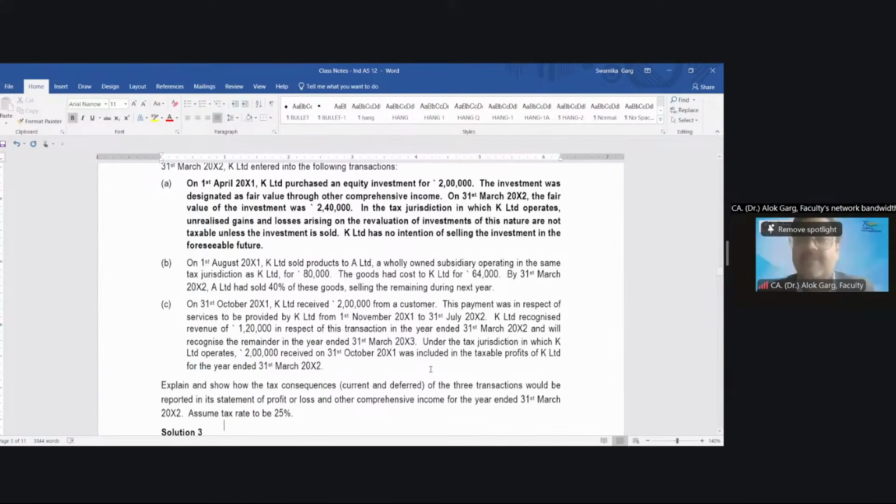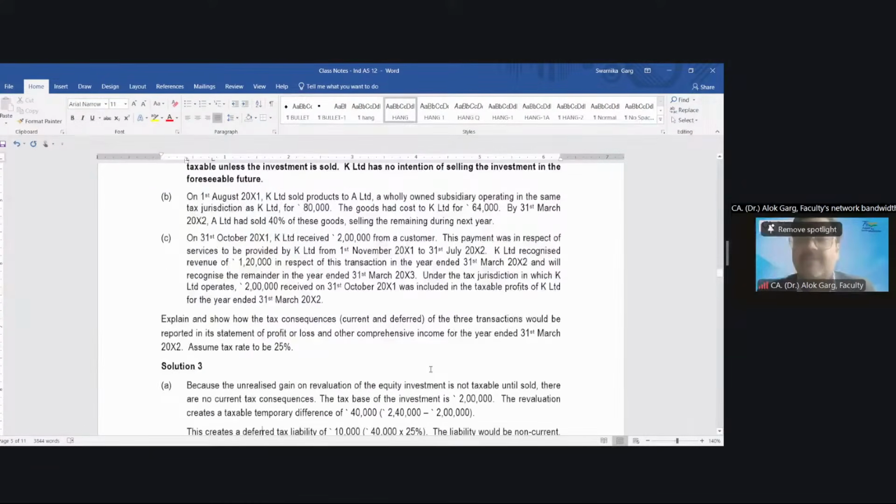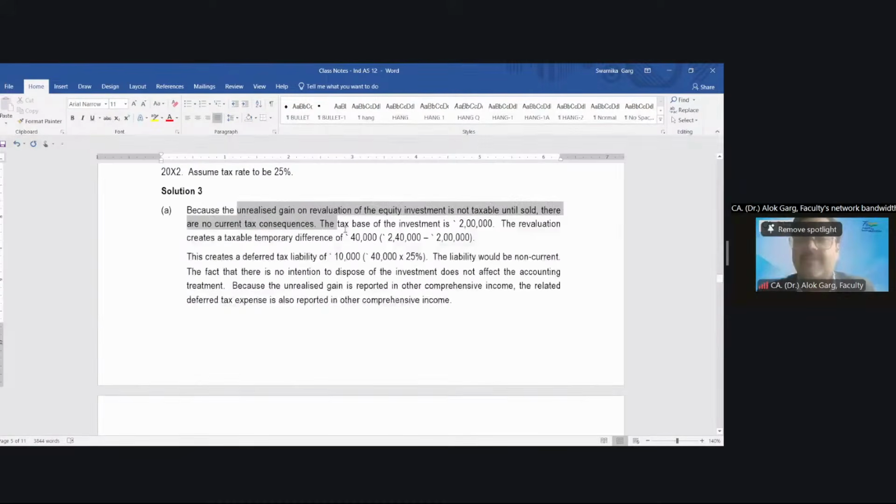Because the unrealized gain on revaluation of equity investment is not taxable until sold, there are no current tax consequences, because the question is asking you about current tax also. So there is no current tax. But the tax base of the investment is 2 lakh. Revaluation creates a taxable temporary difference of 40,000. This creates a deferred tax liability of 10,000. The liability would be non-current.